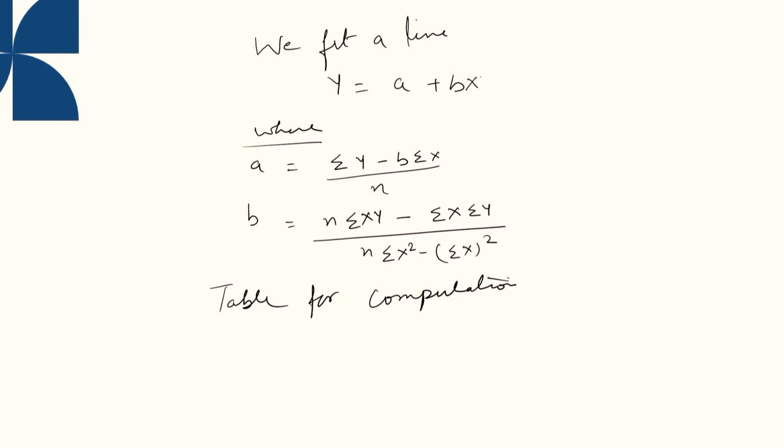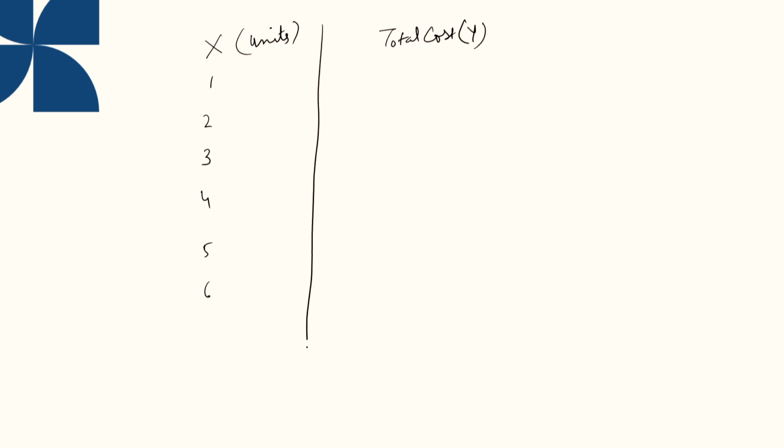For that, we use the figure of x, which is given again as 1, 2, 3, 4, 5, 6. Here x is the units that we are going to produce, and the total cost will be shown as y, which is given in the question as 100 rupees, 120 rupees, 130 rupees, 150 rupees, 165 rupees and 180 rupees.